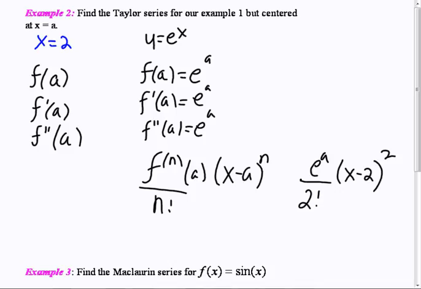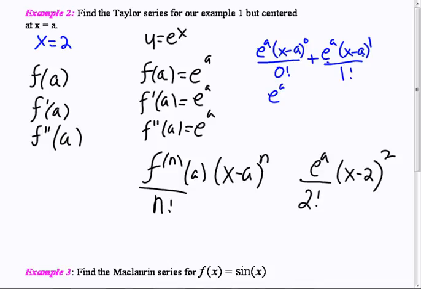Calculator, I should probably show you how to use it. The sine, just like the cosine. Then it's just going to be this. We're going to do it at a, so it's going to be f of a. So it's e to the a times x minus a to the 0 over 0 factorial. That's how I remember it. Plus e to the a times x minus a to the first power over 1 factorial. It's got an e in it, and it's got an a in it. As opposed to the first one, where it's just x to the n over n factorial. And then this is e to the a, x minus a squared over 2 factorial. So it's e to the a, x minus a to the nth over n factorial.